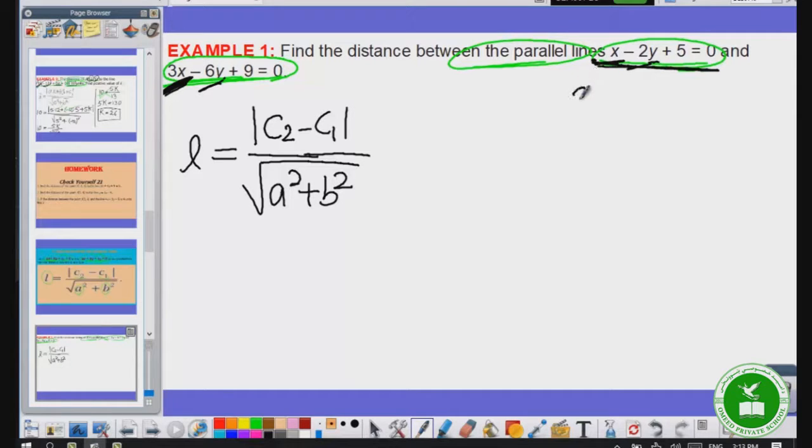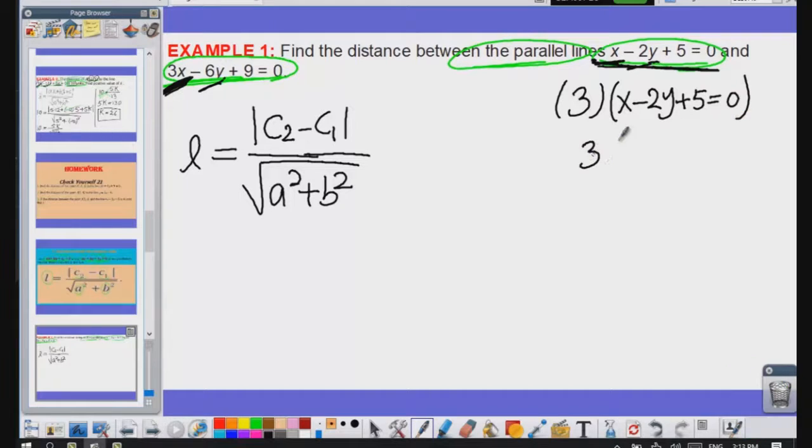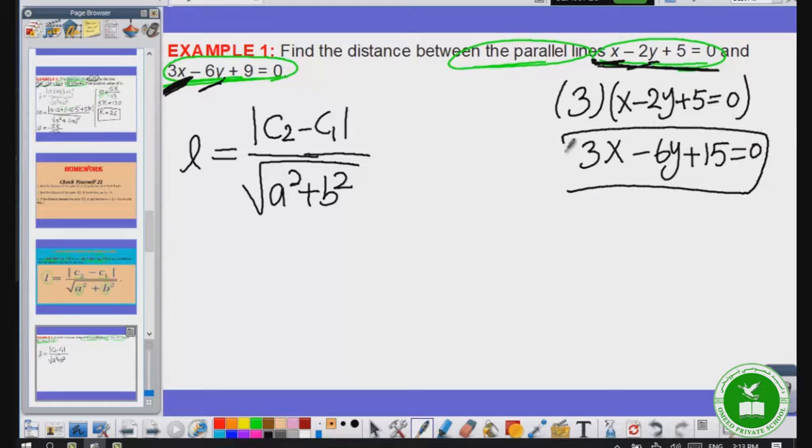Let's see what will happen. 3 times x minus 2y plus 5 equal to 0. We just multiply both sides by 3. 3 times x, 3x, minus 3 times 2, 6y, plus 15 equal to 0. Now you see here, coefficient of x is 3, here coefficient of x is 3, coefficient of y is minus 6, coefficient of y is minus 6.